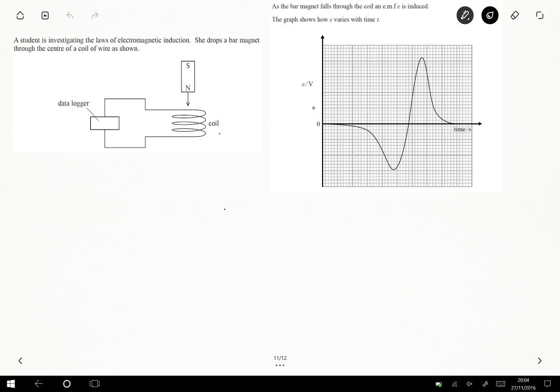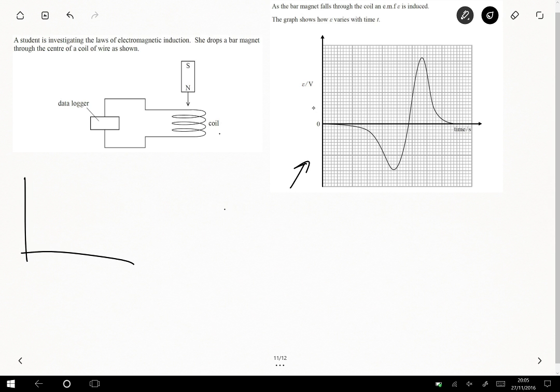Now this is question 14, and it was a question that many of you struggled with, so I'm going to go through it now. The question asks you to explain this graph here. Okay? Now, you have to explain it, not describe it.